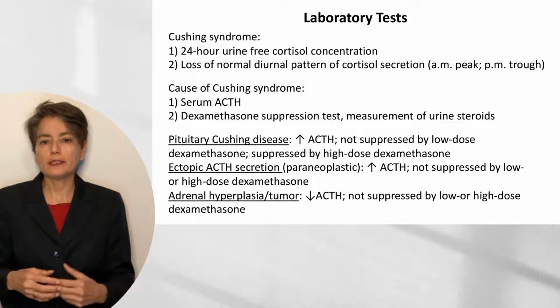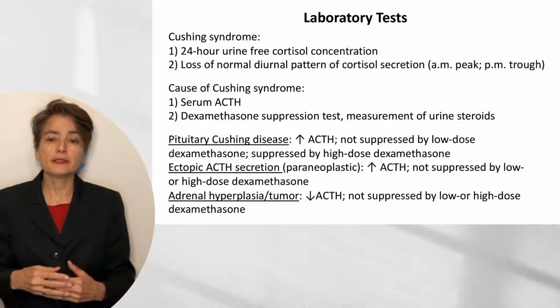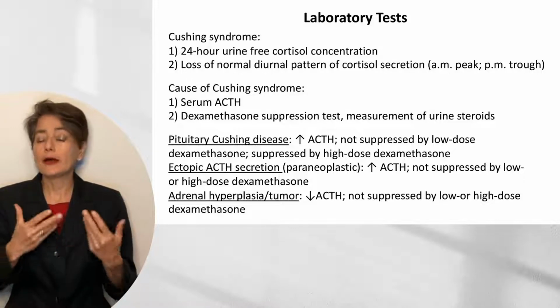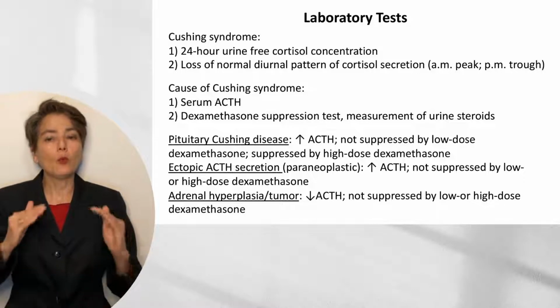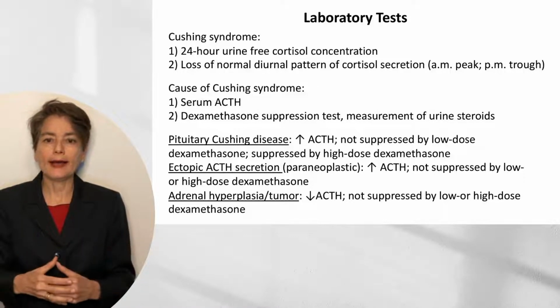Now, by contrast, if you have ectopic ACTH secretion, for example, in a paraneoplastic syndrome, you're once more, of course, going to have increased ACTH, but no matter how much dexamethasone you give, it will not suppress, because this is outside of the adrenal-pituitary axis.